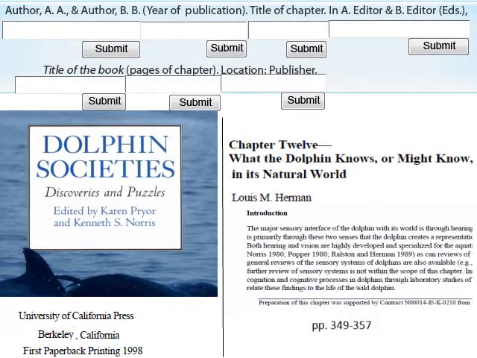Here is an example of a book chapter with all of the necessary citation information. Again, practice your citation knowledge by typing in the correct APA citation for this book chapter in the spaces provided above.